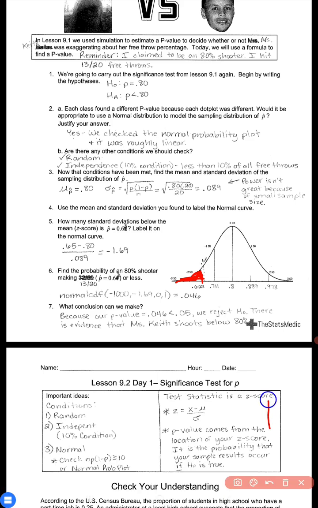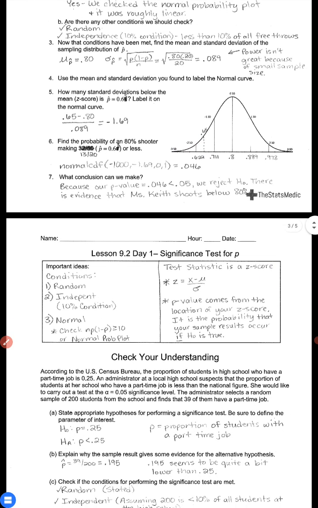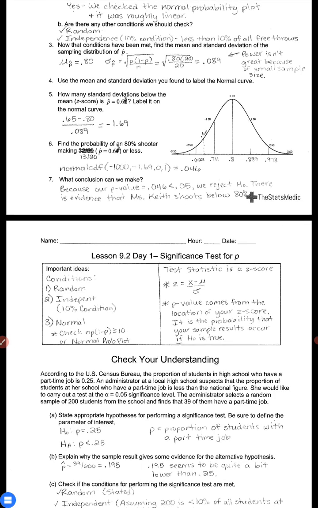Okay? Now, what is a shorter way that I can do this so that I don't have to work it all out by hand?